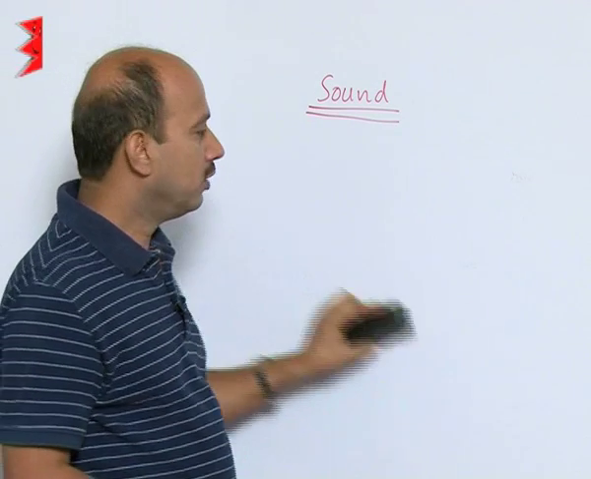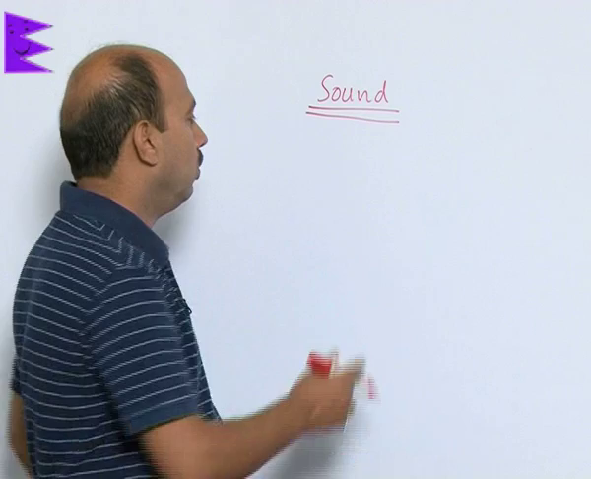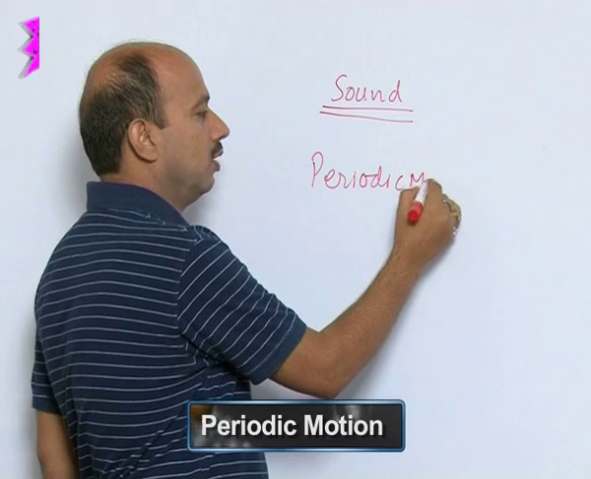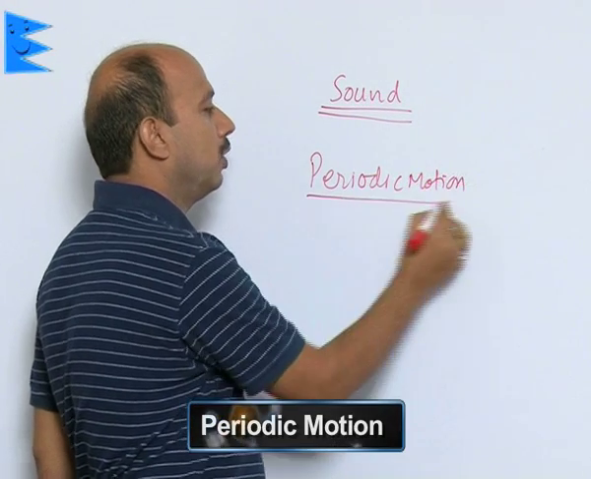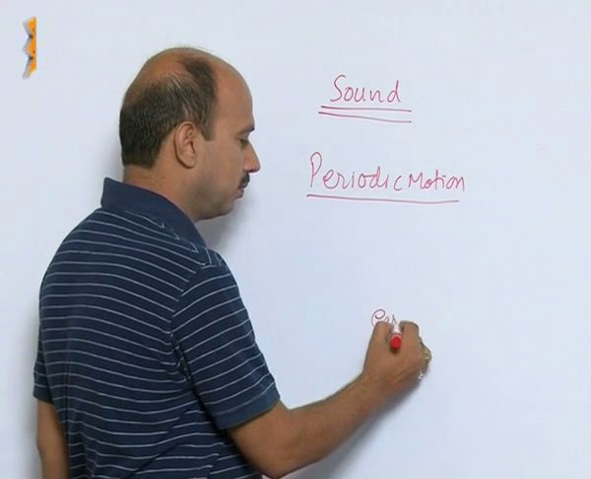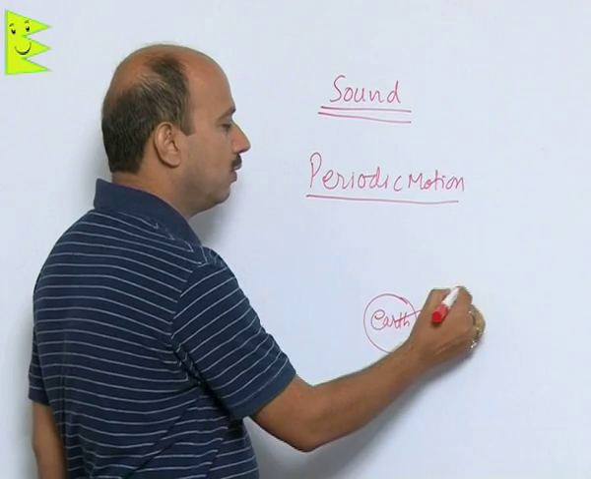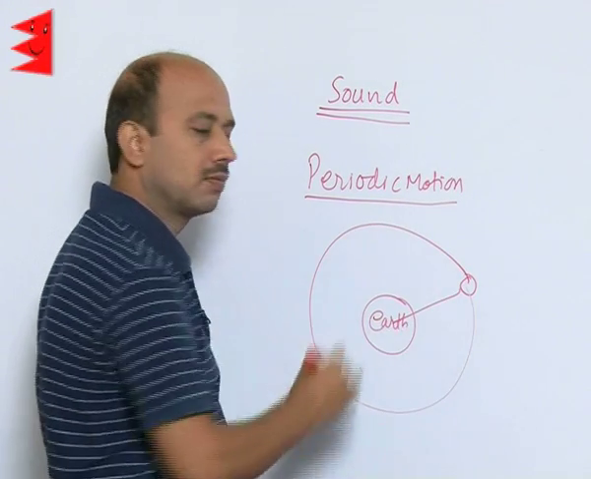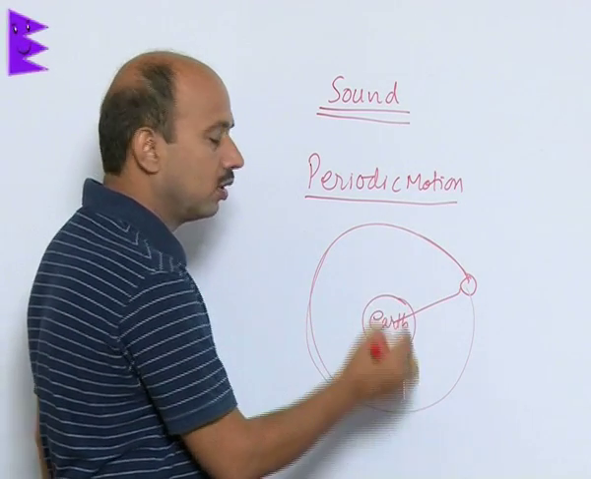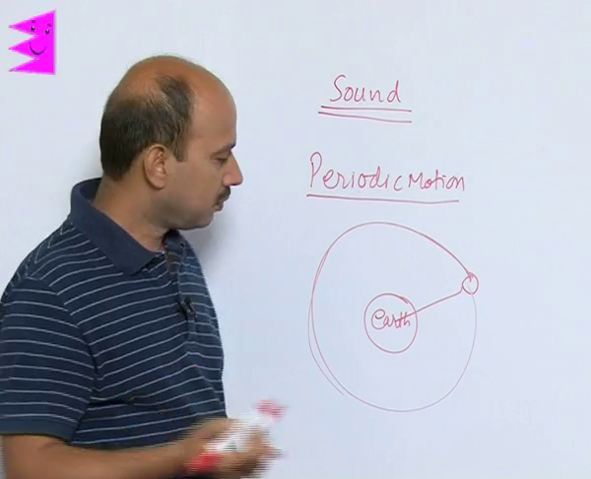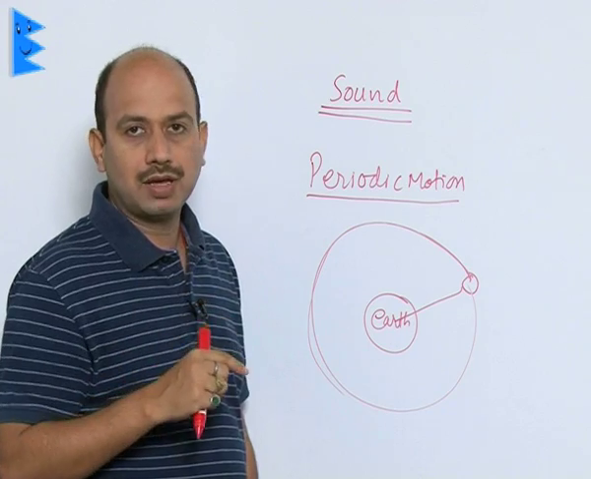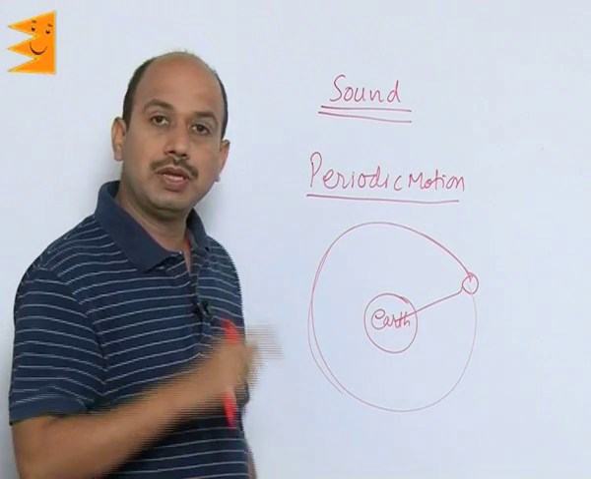So, now first we will come here to a periodic motion. See here, what do you mean by periodic motion? If you take example of earth and moon is revolving around the earth. See here, moon is repeating its motion after a regular interval of time, moving in a circular path, but the motion is being repeated after a regular interval of time. This type of the motion is known as periodic motion.